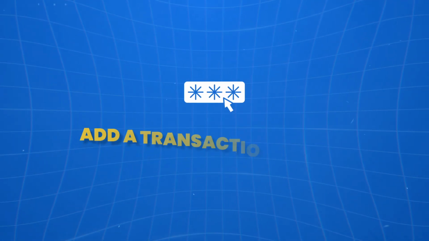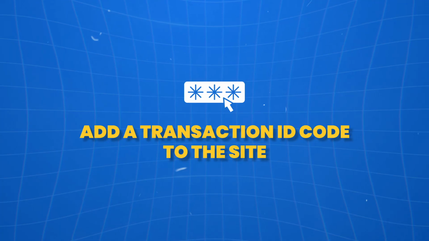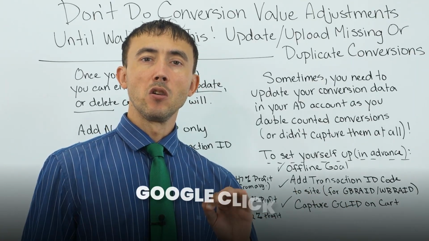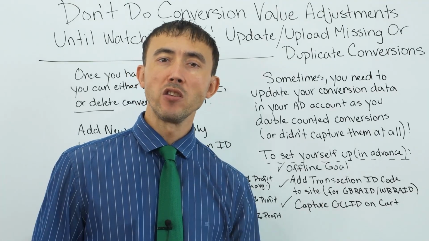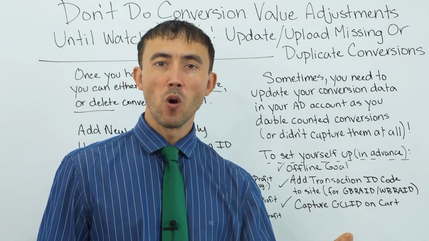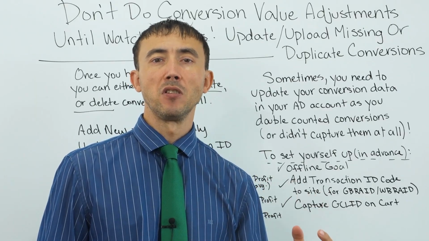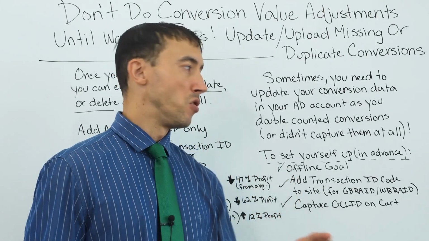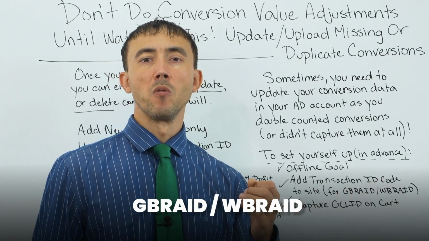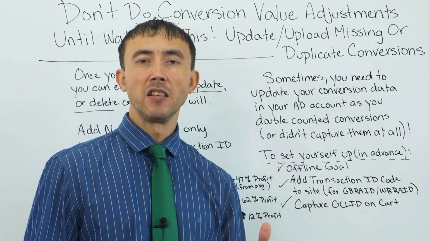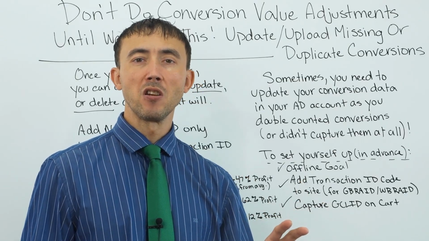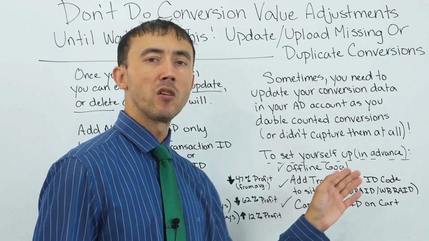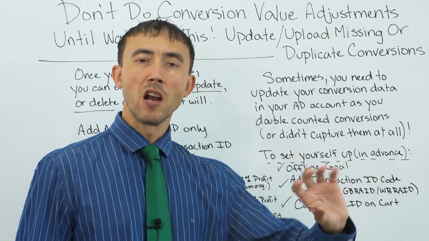In addition to that, add a transaction ID code to the site, specifically because you cannot correct conversions unless you have the Google Click ID. And once in a while, you can't get the Google Click ID, even if you want to or you're trying to capture it, because Google doesn't give it to you. About 10% of the individual clicks that come from Google Ads will give you a GBRAID or WBRAID, which is basically people on Apple devices. I won't get into details on that, but about 10% of your clicks or conversions aren't updatable unless you are grabbing the transaction ID from the user and then sending it to Google.